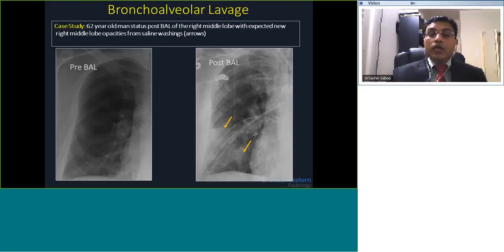First, let's look at bronchoalveolar lavage and how it is done. But before how it is done, let's see what the imaging appearance looks like after you do this bronchoalveolar lavage. The image on the left shows a pre-bronchoalveolar lavage X-ray, which looks like a normal radiograph, followed by the post-lavage radiograph, which shows opacities in the right middle lobe in this 62-year-old man. These opacities are expected following the lavage, related to the saline washings done in this procedure.